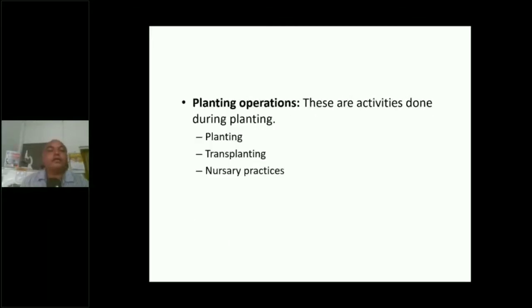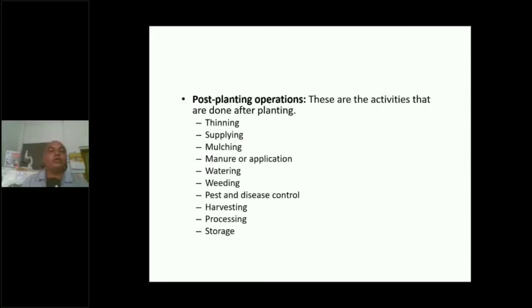Then these are the activities done during planting. You can do transplanting and nursery practices. That will also help to reduce the primary source of inoculum. Then for post-planting operations, you can thin the plants. Because of thinning, there will be less microclimate and less fungus will grow. Then supplying and mulching. These are the various operations which also help in cultural methods.